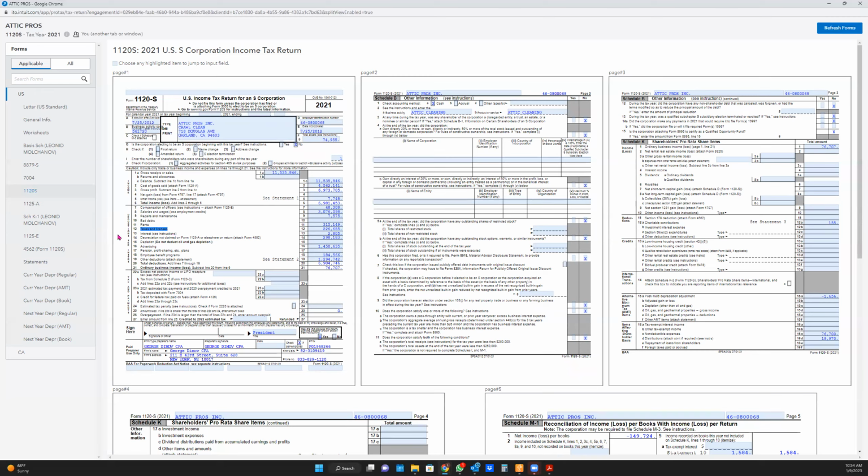Also, this line would be different because any entity can choose to accrue state income tax expense, and state income tax expense is deductible on the federal level, but not deductible for the state. Okay, so this is the first kink.